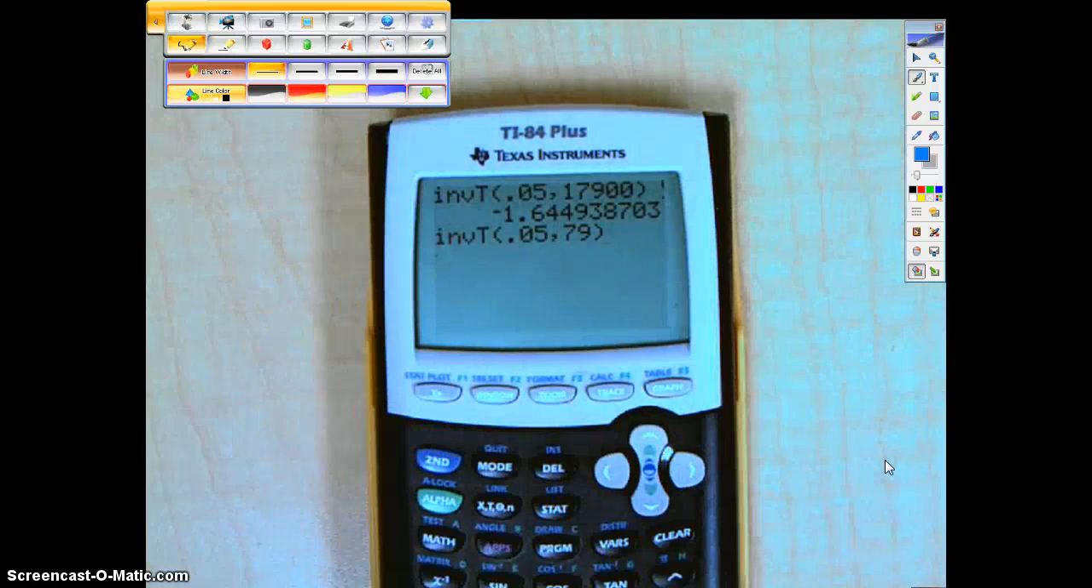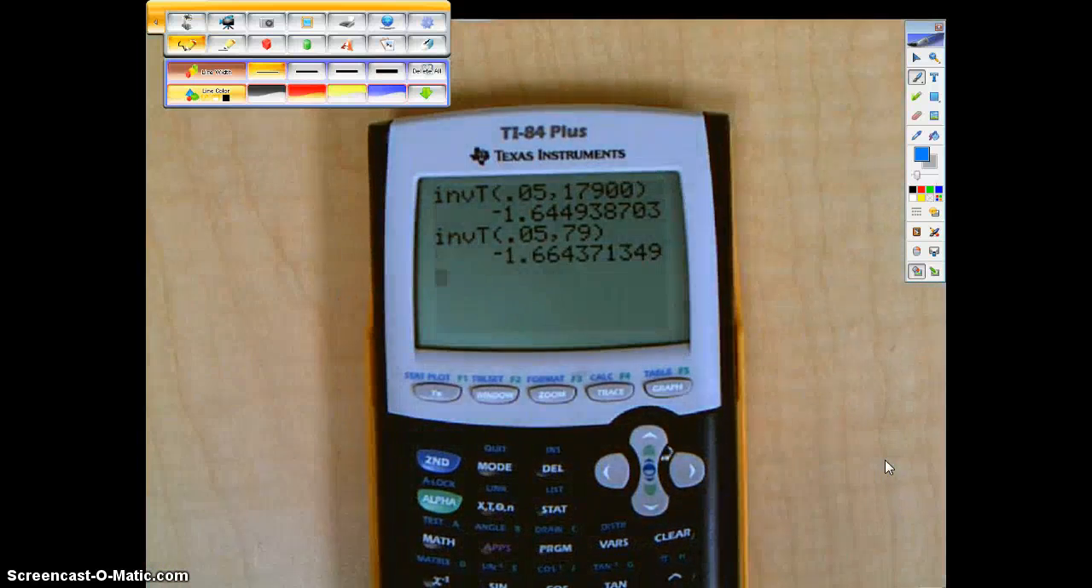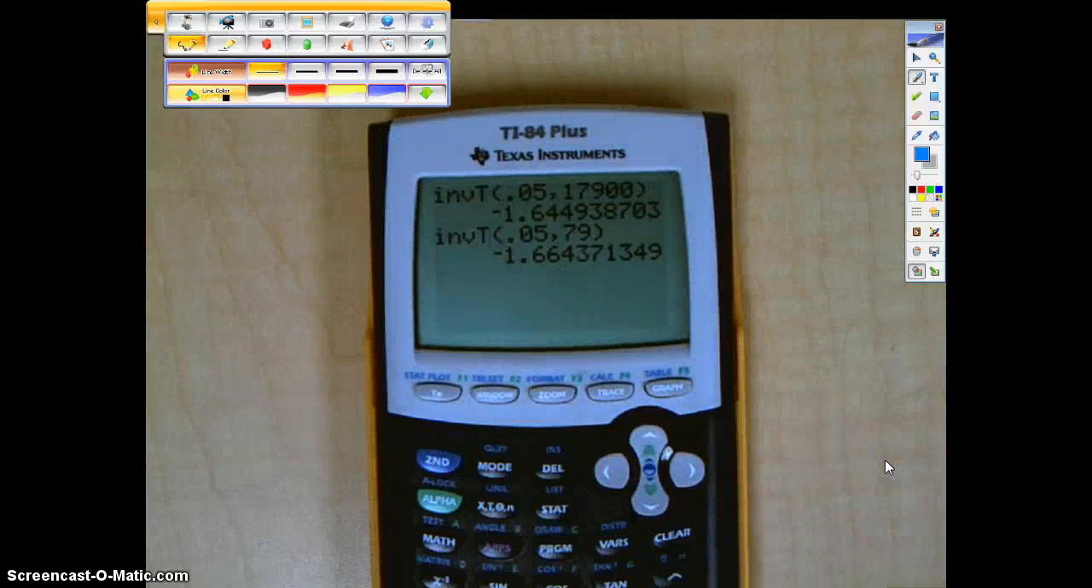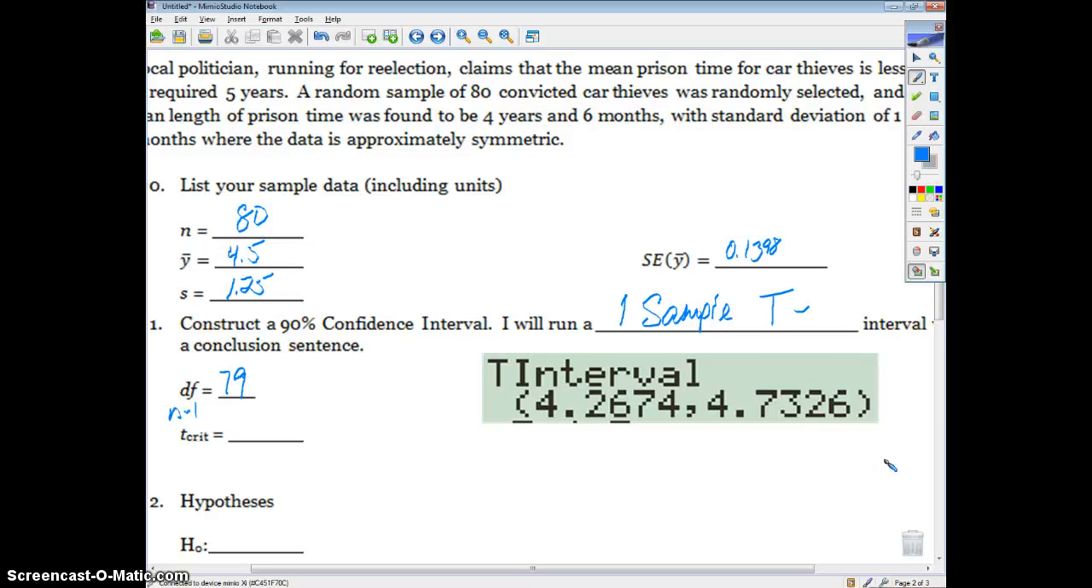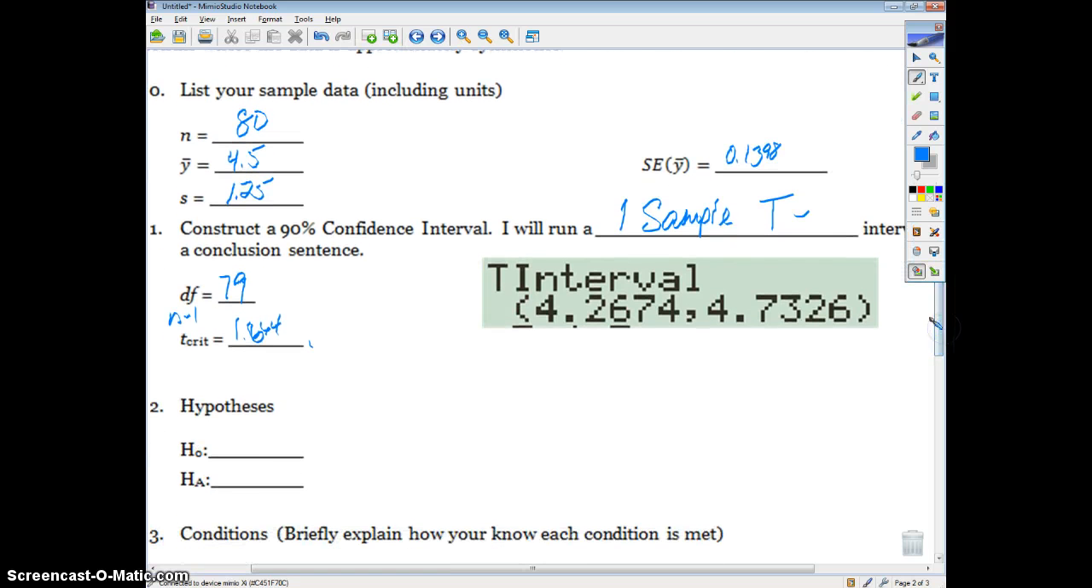Okay, so all right, so what we really wanted was here. All right, so negative, and technically it's negative and positive, 1.664. Okay, so t crit, the critical t value here is 1.664.